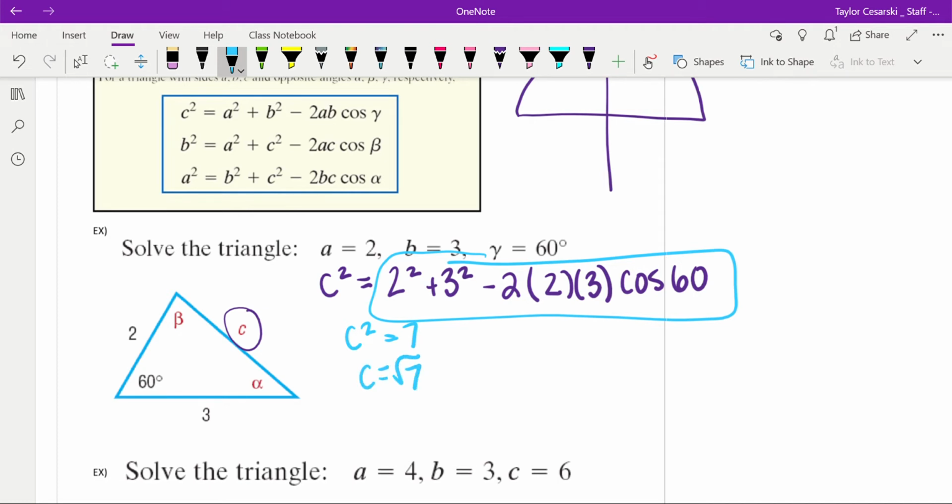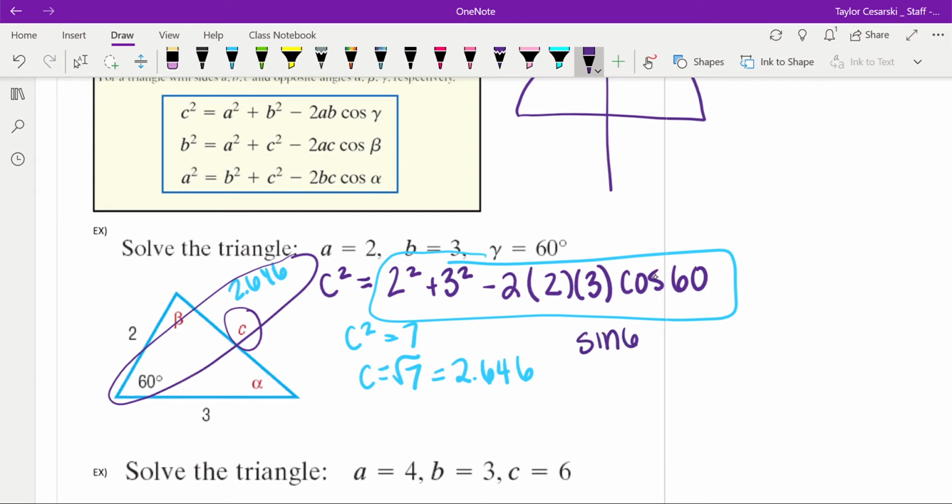So C equals square root of 7, or 2.646. Okay, once you have that, then you can use law of sines. You could also do it again for an angle if you wanted to, but you could use law of sines if you wanted to, because then you have a pair that you can set up a proportion with. So what I'm going to do is sine of 60 over 2.646. Remember, when I type that in my calculator, I'm going to want to use the real whole number.